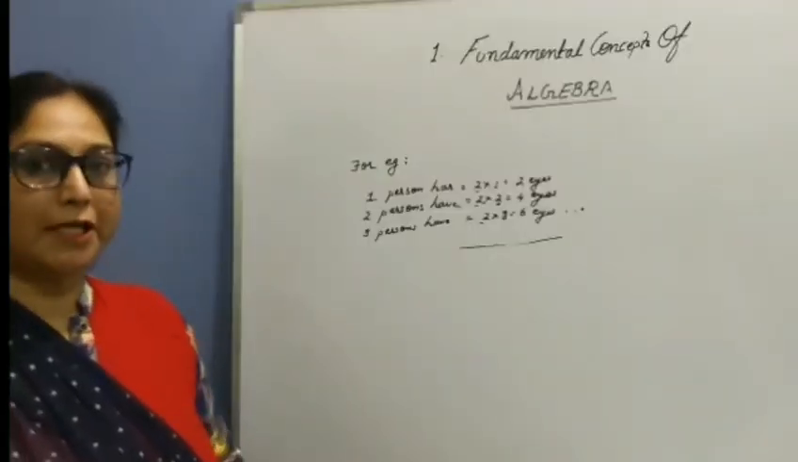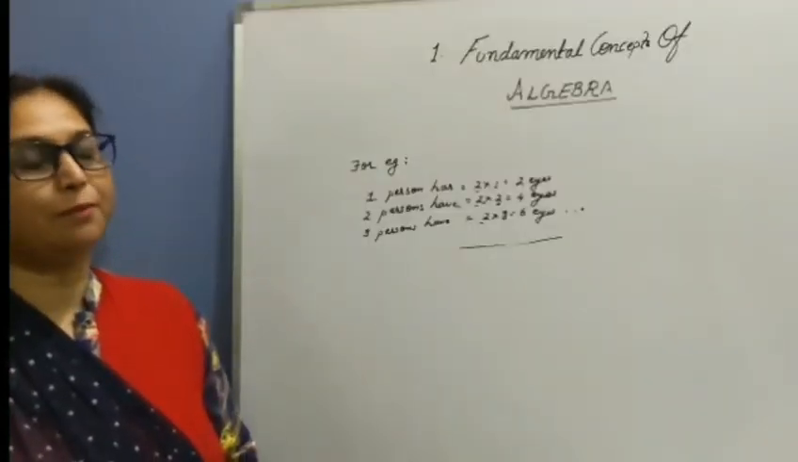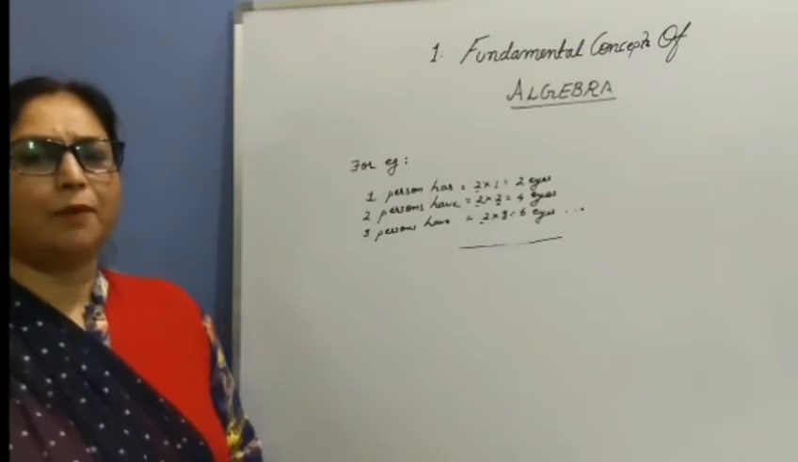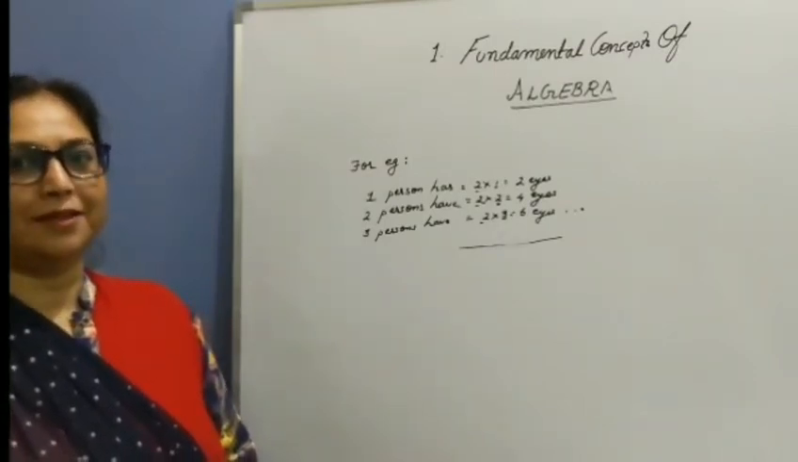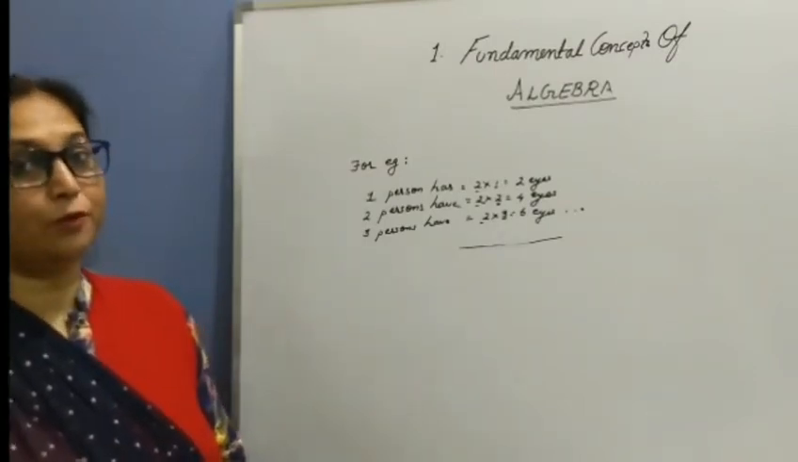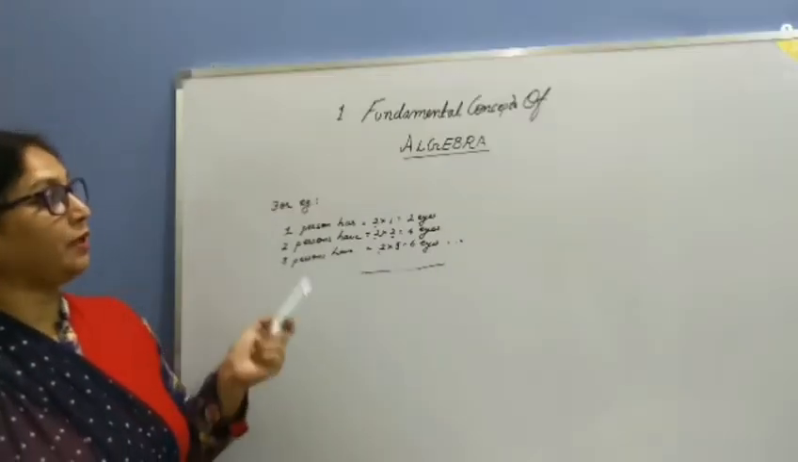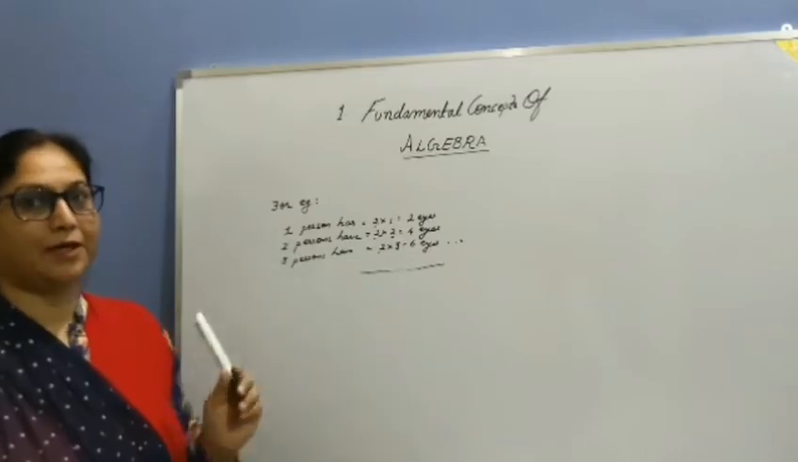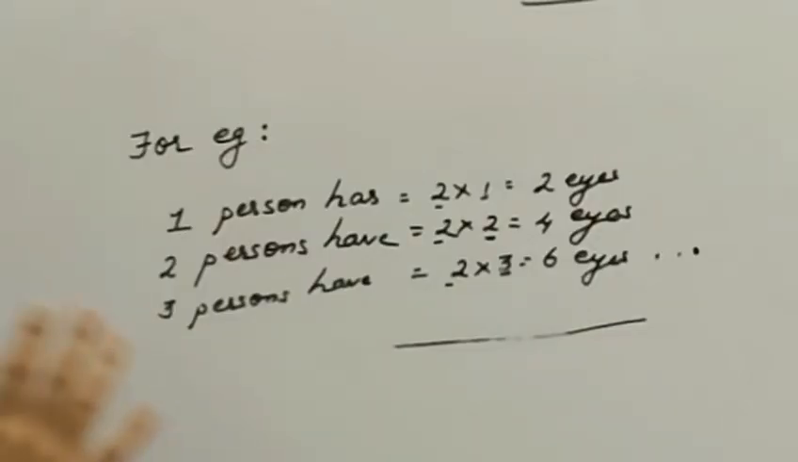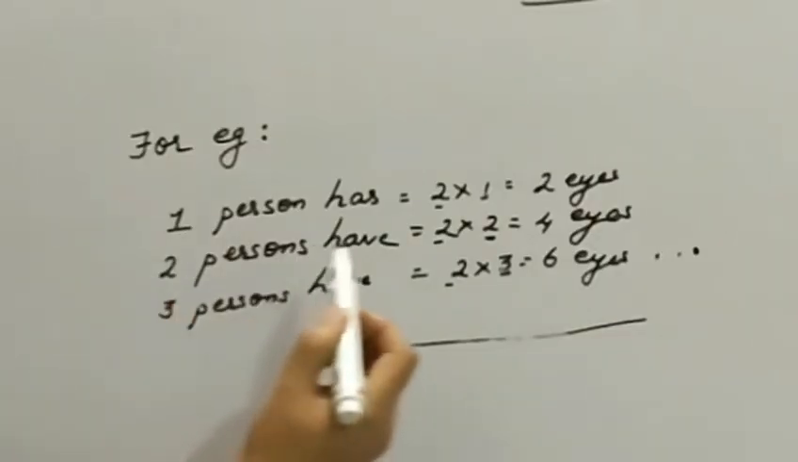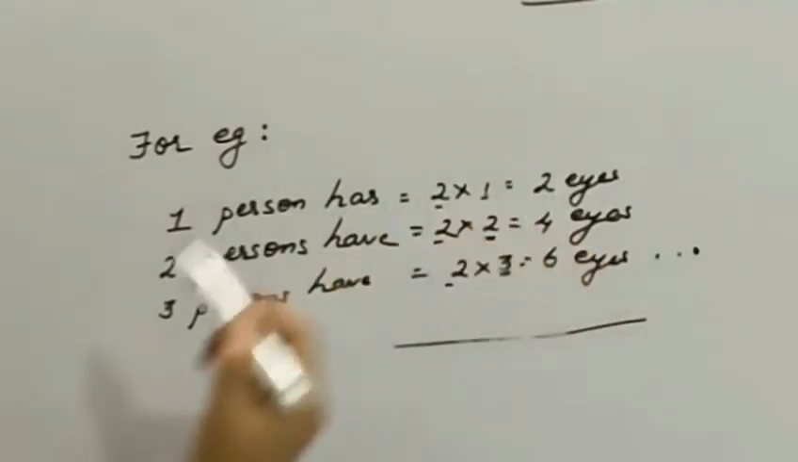So before I proceed algebra students, let me ask you a simple question. A person has how many eyes? 2 eyes, very simple, and you must be wondering why Miss is asking about eyes. Keep patient. Let me explain you algebra with the help of eyes. For example, here you can see one person has how many eyes? 2 into 1, 2 eyes.